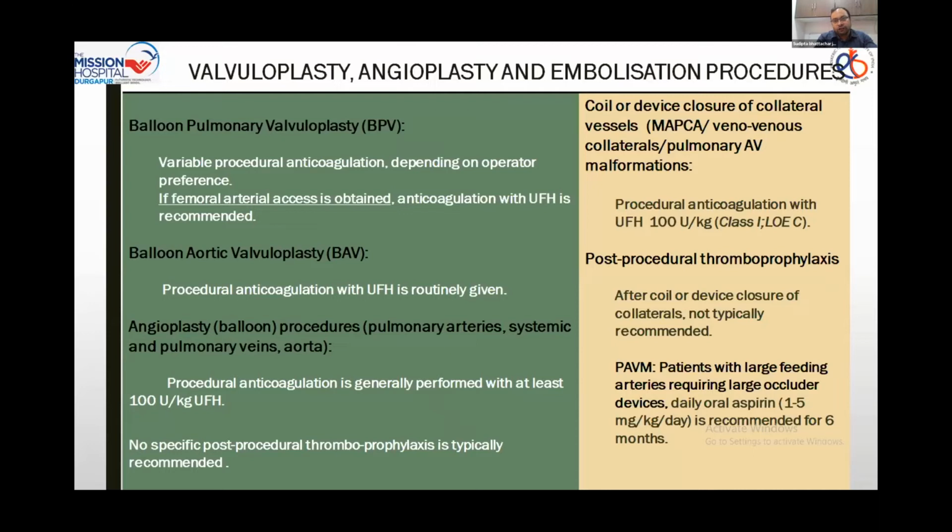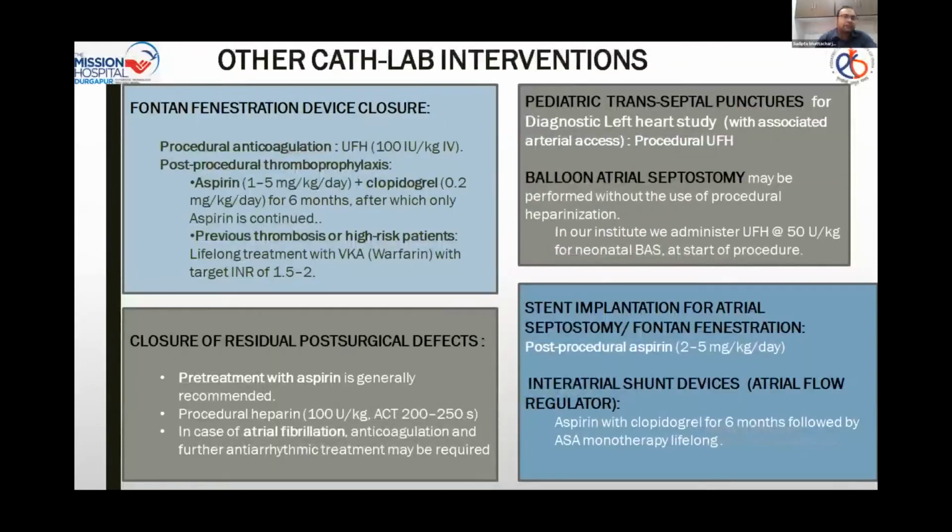In case of coil or device closure of abnormal vascular structures, usually no post-procedural aspirin is required except in case of PAVMs with large feeding arteries requiring large occluder devices. Fontan fenestration device closure requires dual antiplatelet for 6 months, after which only aspirin is continued. In case of balloon atrial septostomy, the use of anticoagulation in the procedure depends on the center. We prefer to use a low dose of heparin.